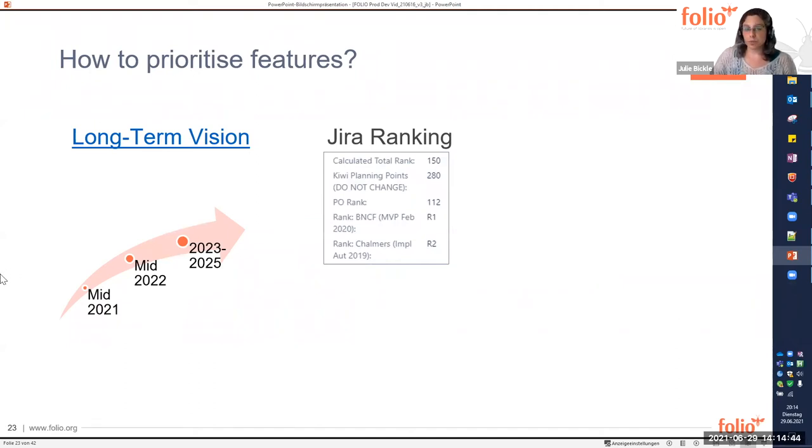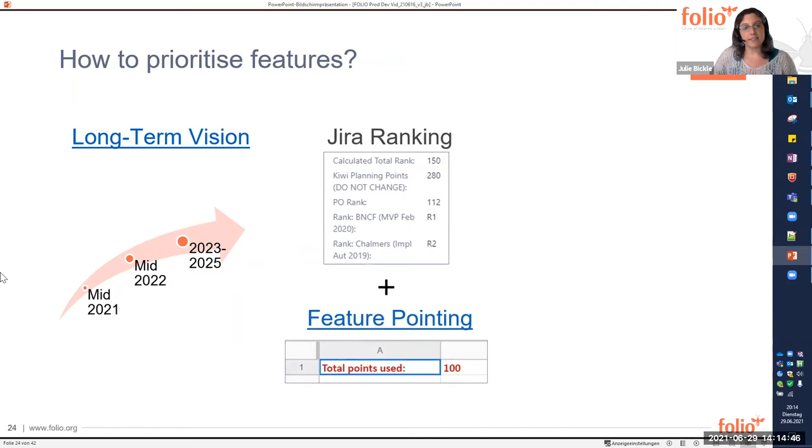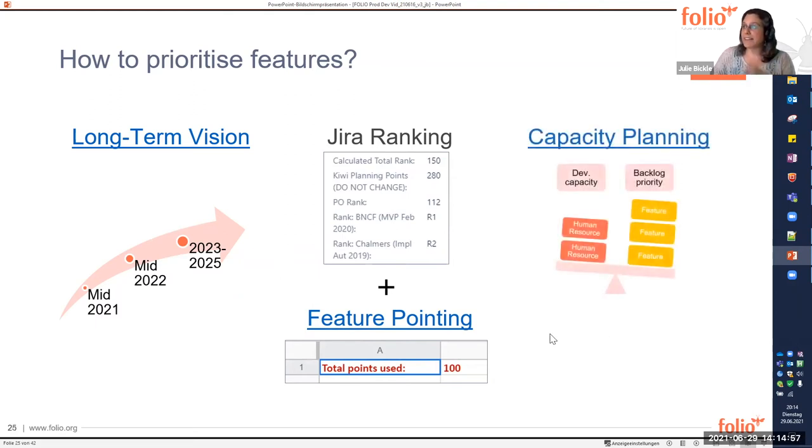Starting with the Kiwi product release, a new pointing exercise was introduced, providing an extra layer of prioritization on top of the Jira ranking. And as a final step, the capacity planning team will essentially compare the backlog of features and their priority score with the capacity of the development teams to ultimately determine what functionality can be released in which cycle, thereby determining the release features and dates, especially. All this with approval of the product council.